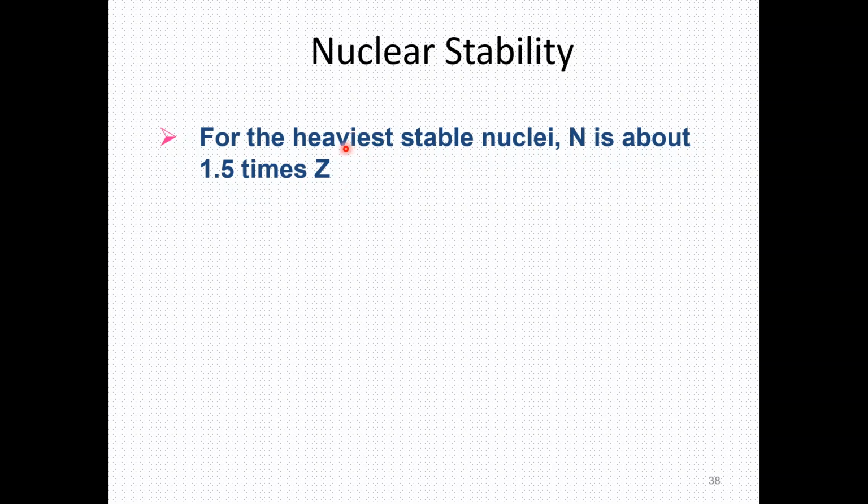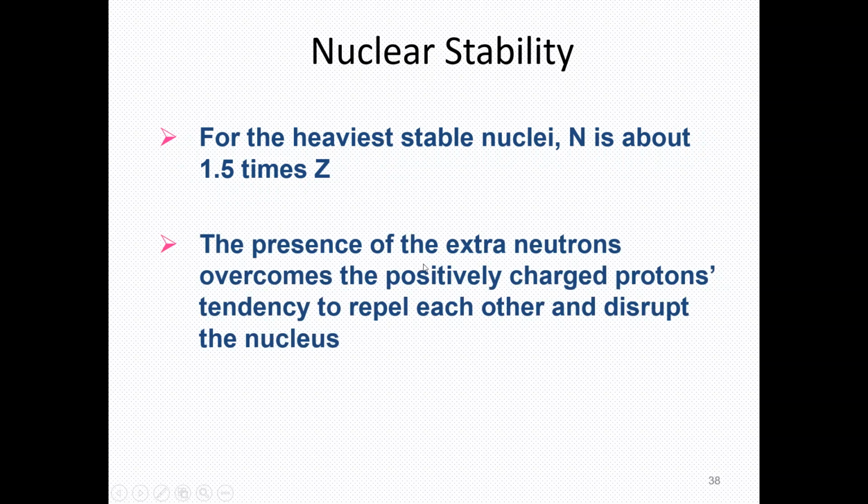That is, we can have a heaviest stable nucleus with these particular conditions. Here one can ask what the role of the extra neutrons in the heaviest nucleus is. The presence of the extra neutrons overcomes the positively charged protons' tendency to repel each other and disrupt the nucleus. Somebody may have a question in mind: neutrons do not have charge, so how can they counter the positively charged protons?